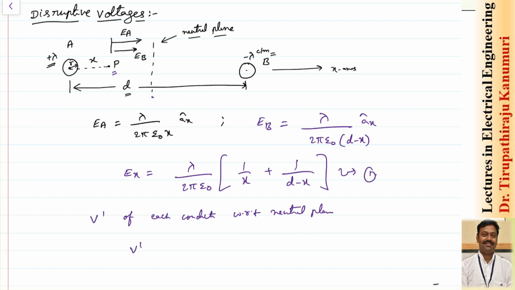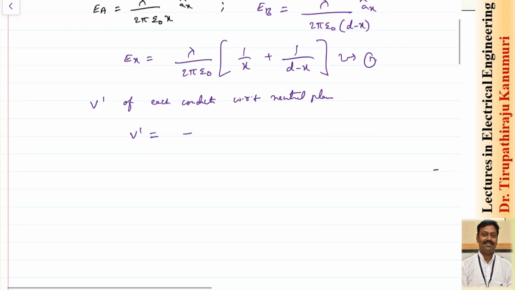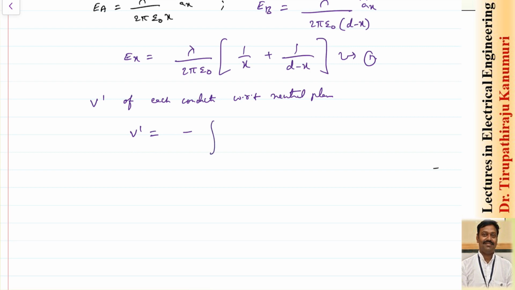This V dash I can calculate by doing the negative integration of the electric field intensity. We have already seen this in EMF, so if you don't have the idea, please refer to my EMF lectures, where I have taught how to calculate potential. So the limits will be from d by 2 up to the surface of the conductor, because we know that inside the conductor, being an equipotential surface, the electric field intensity is equal to 0. The electric field intensity will be there only on the surface of the conductor. That's why I am taking only up to R.